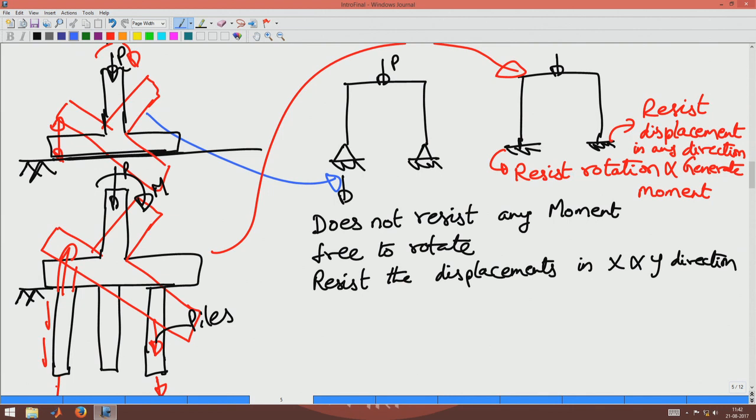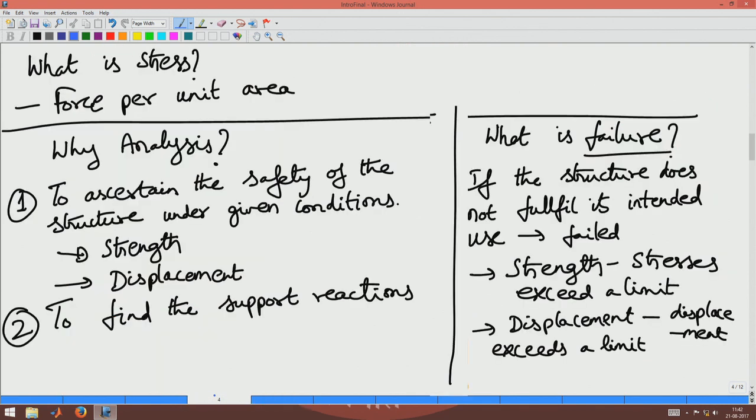So, it is for these two reasons that you do analysis. One is to ascertain the safety of the structure and to find the support reaction, so that the supporting structure can be suitably designed.